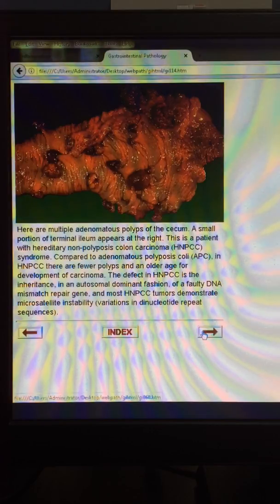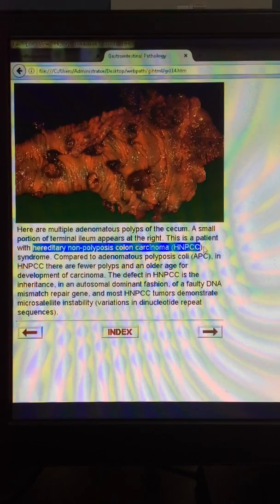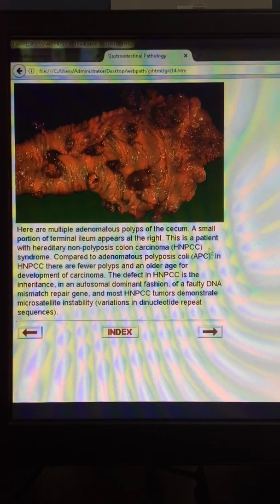Here is another type of inherited colorectal cancer, the syndrome known as hereditary non-polyposis colon carcinoma, and the abbreviation is HNPCC. This syndrome is characterized by a fewer number of lesions in comparison with familial adenomatous polyposis, and the age of patients is usually older than in familial adenomatous polyposis.